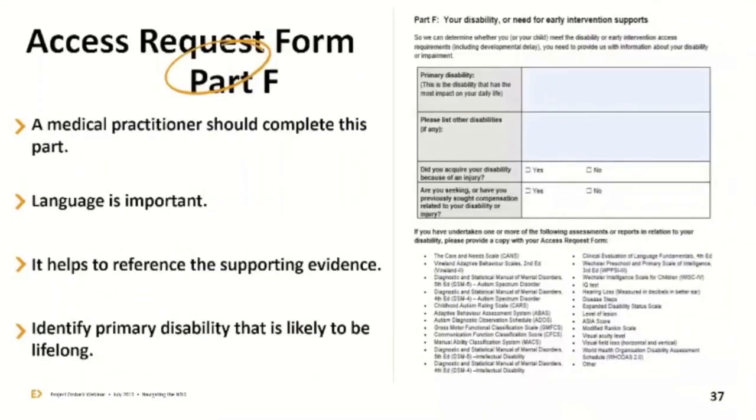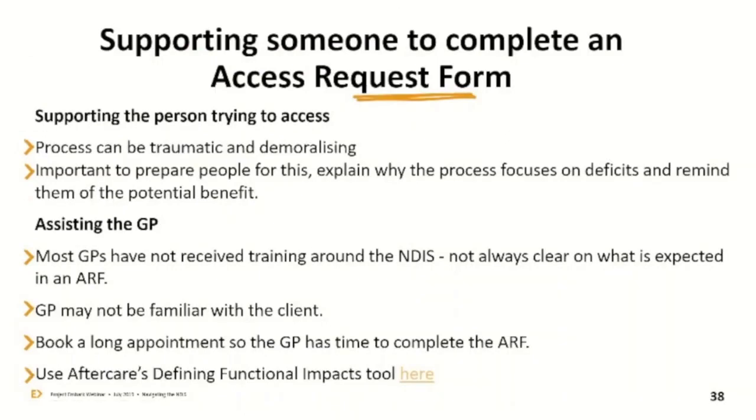Part F of the access request form should be completed by a medical practitioner. As with supporting letters, language is very important. Part F should identify the primary disability and evidence that it is likely to be lifelong. Seeing a medical practitioner to get Part F of the access request form completed can be traumatic and demoralising for the person applying for the NDIS. You can help with this process by supporting the person to prepare for this. Explain why the process focuses on deficits and remind them why they're going through the process in the first place.